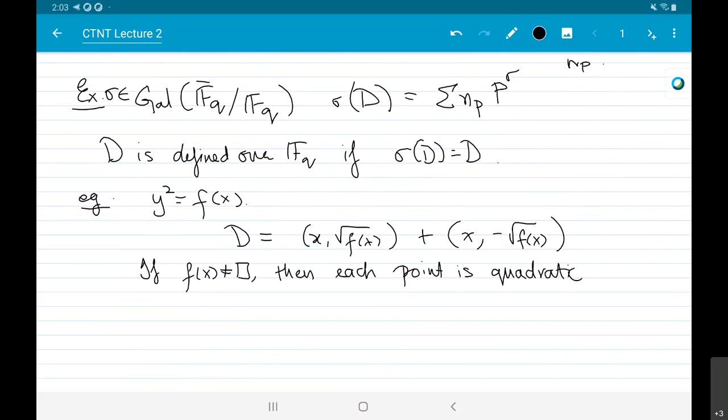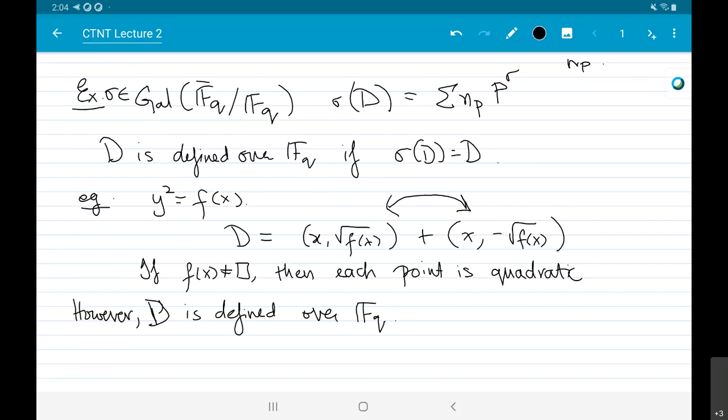Right? But D itself, however, D is defined over FQ. And the reason for that is that if you take any Galois element, the Galois element will permute these two, right? So it'll switch these two, but the sum still doesn't change, right? So it's still defined over FQ.